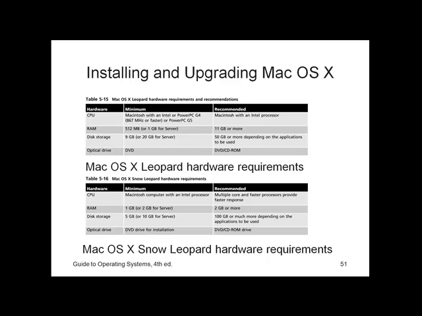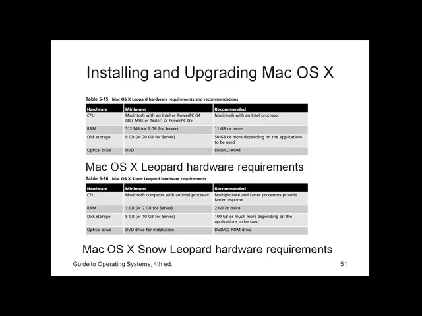So, here are the hardware specs for Mac OS 10. If you're looking to upgrade to Mac OS 10 Leopard, the bare minimum CPU should be an Intel or PowerPC G4 with 867 megahertz or faster. Recommended, of course, is a Macintosh with an Intel processor.